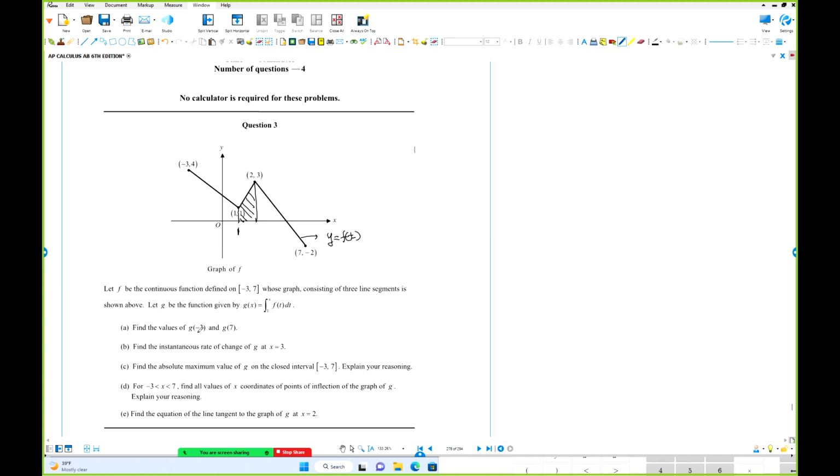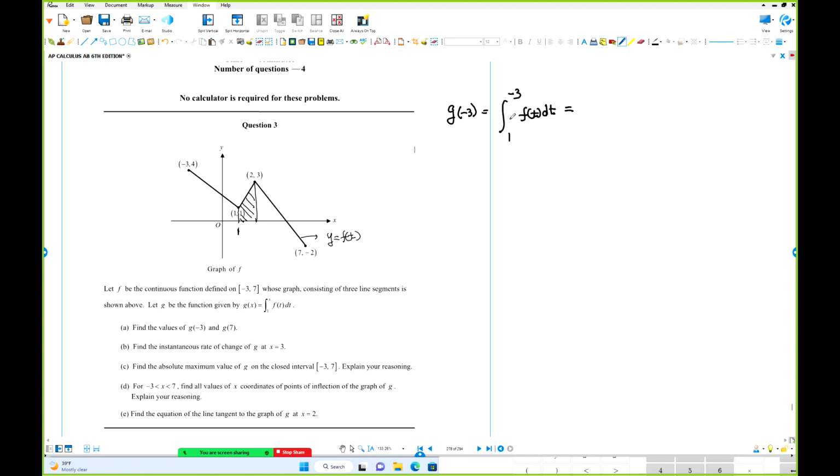Okay, now let's find g of negative 3 first. G of negative 3, I'm going to make it thick. G of negative 3 equals what? It's the integral from 1 to x, with x equals negative 3, of f(t) dt. That is the value of g of negative 3.